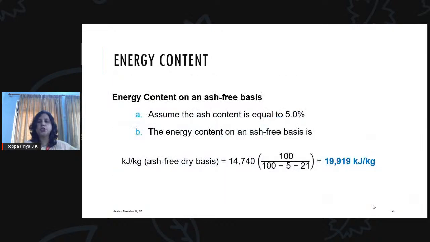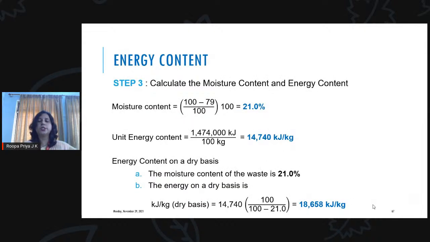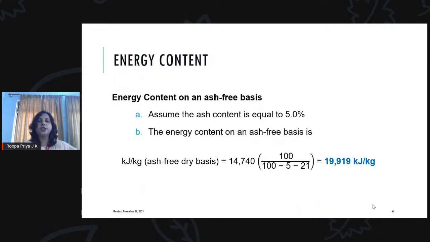So that's our solution to the problem, where we have calculated the energy content on a dry basis, which is 18,658 kilojoule per kg, and the energy content on an ash-free basis is 19,919 kilojoule per kg.